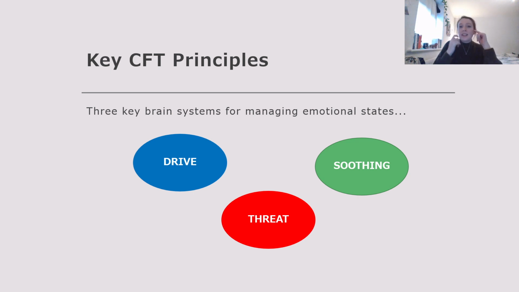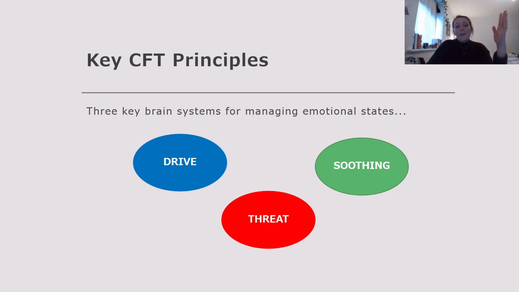What you can imagine is a stool with 3 legs. You have the threat system, the drive system, and the soothing system. Well, if they're all balanced, that's great. The stool will sit up straight. If not, then it will be wobbly. If your threat system is absolutely huge compared to your soothing system, it's going to be wobbly, if that makes sense.